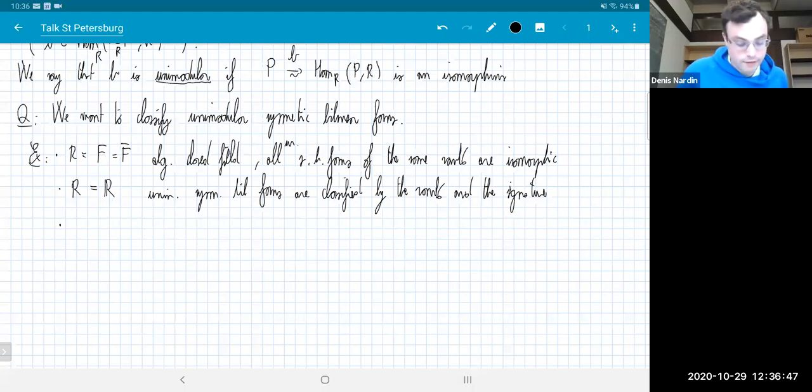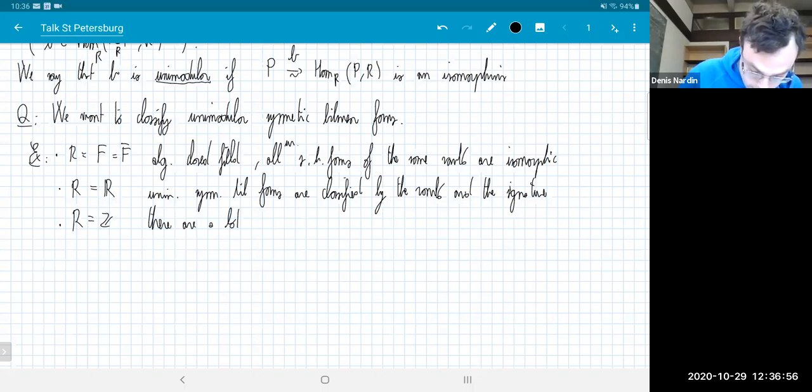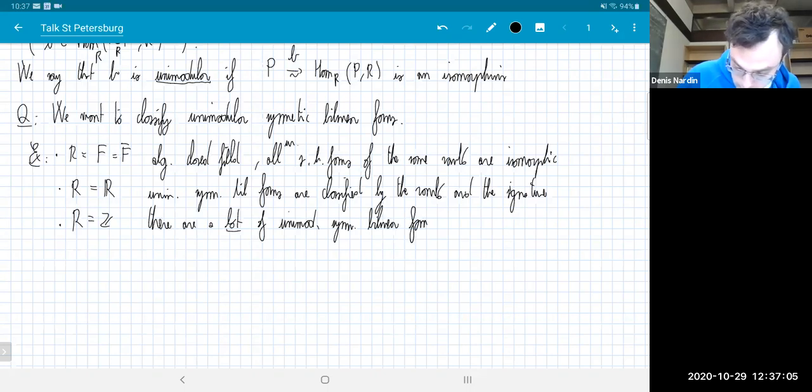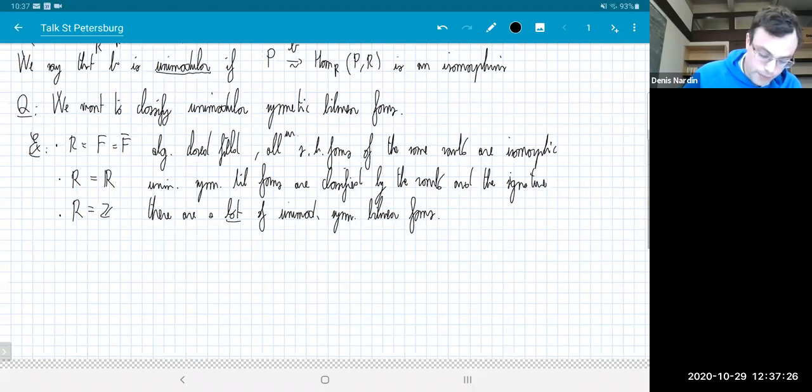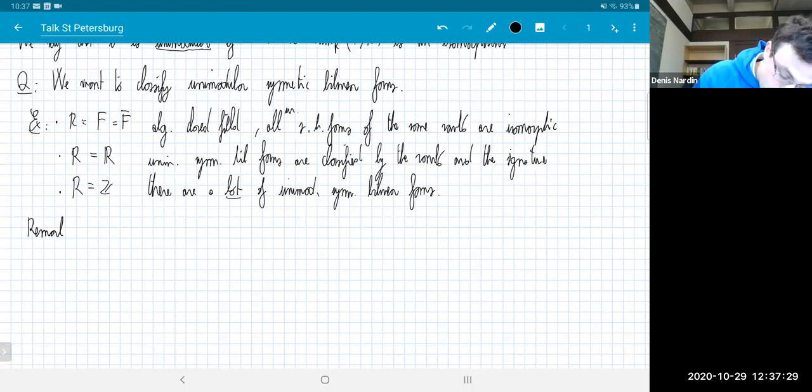These are two examples where we can classify. When R is Z, there are a lot of unimodular symmetric bilinear forms. I don't think there is a closed form for the classification. It's very messy. So when this happens, normally we try to simplify the problem to get a handle, to get something we can actually state. So we note, so remark, there is some structure.